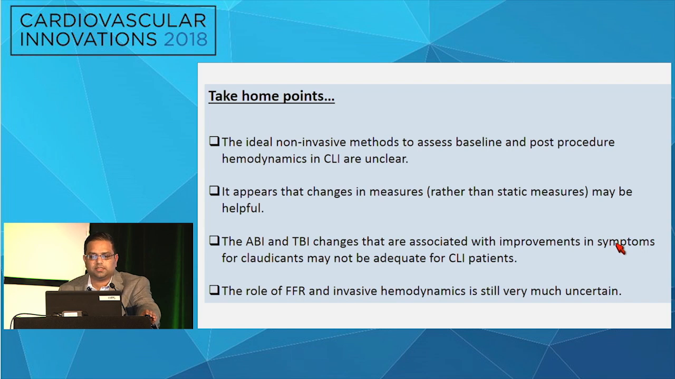So take-home points, the ideal non-invasive measurement in CLI is still unclear. It appears that changes in measurements are more helpful than absolute static measures, and that these changes can be looked at in terms of associations with improvements in symptoms, but that's still relatively new ground for CLI. And I think there is a role for FFR in invasive hemodynamics, but that's still uncertain.